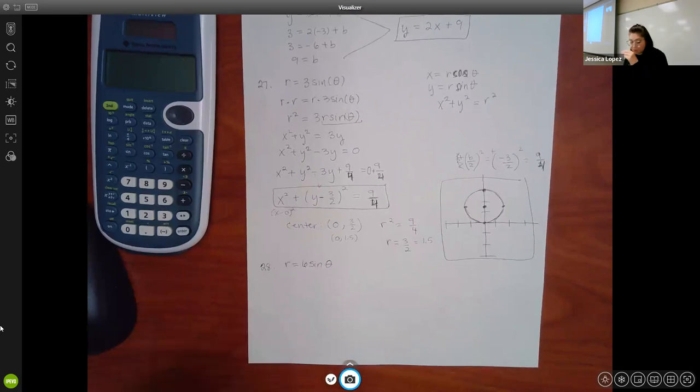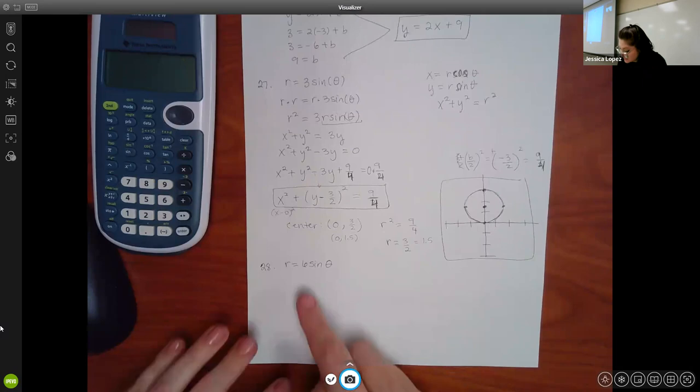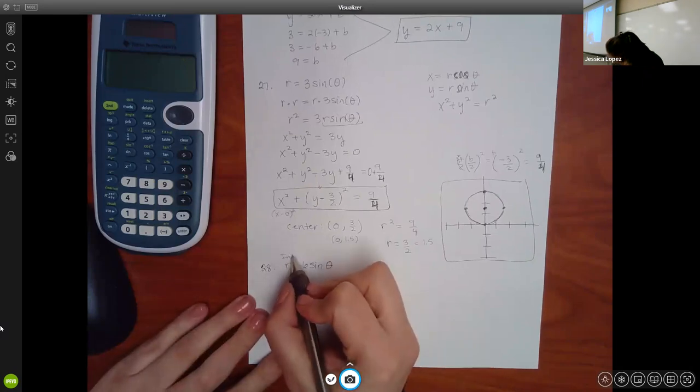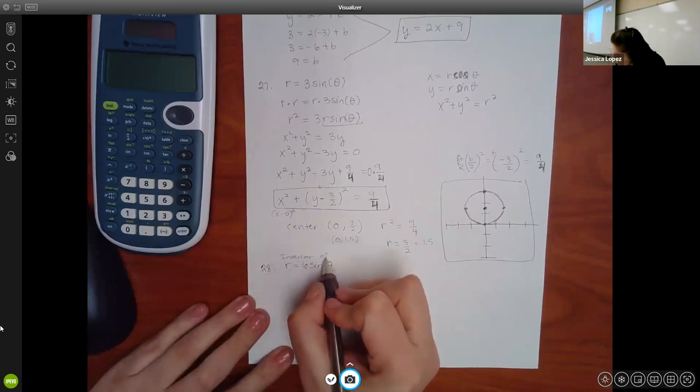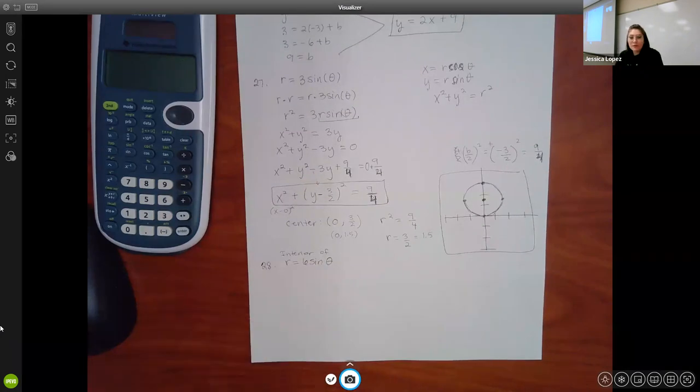Now this one, the directions say, find the area of the region, and the region is the interior of this. Okay, we know what that looks like. It looks a lot like number 27, doesn't it? A lot like number 27. So I know that it's going to look like a circle. But where is this circle going to exist? I don't know, and I need to know because I need to find those bounds and all that good stuff, okay?